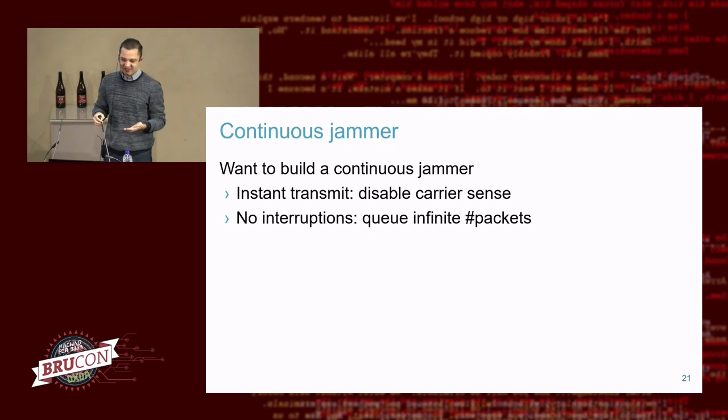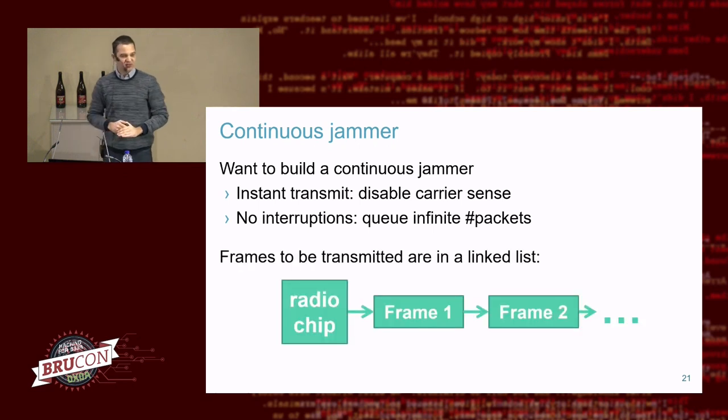So in a sense, we want to queue an infinite amount of packets to be sure our device is always transmitting. But of course, you know, in reality, you have a limited amount of memory. Especially in these Wi-Fi devices, you have to operate under very low memory constraints. So how can we queue a high amount of packets to be sure that our jammer is always operating? Well, to answer that question, we're going to look at how frames are queued for transmissions on these devices. And they use the following approach.